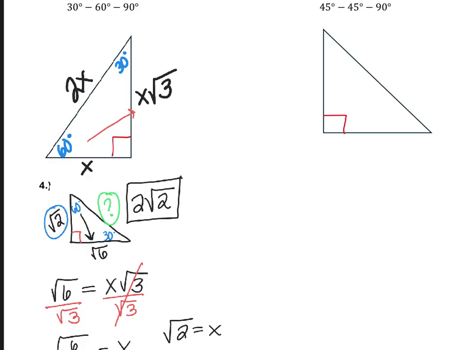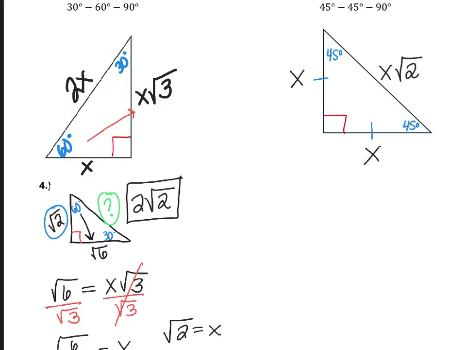Okay, it's going to be an isosceles triangle because both of our angles are 45, so these legs are going to be equal. And the ratio of sides in a 45, 45, 90 triangle, each of the legs we are going to call x, and they're always the same. And the hypotenuse is going to be equal to that side times the square root of 2. Always.